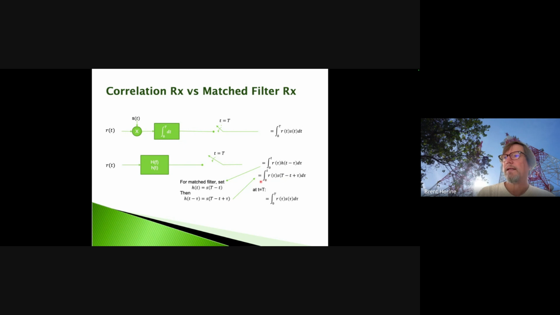Now, make sure that there are some subtleties here, right? If you plug in this data correctly here, this is capital T minus this lowercase t. So this tau becomes positive here because of this minus t right there.